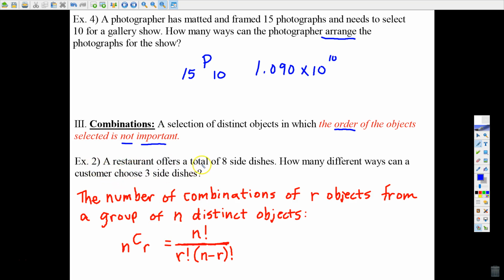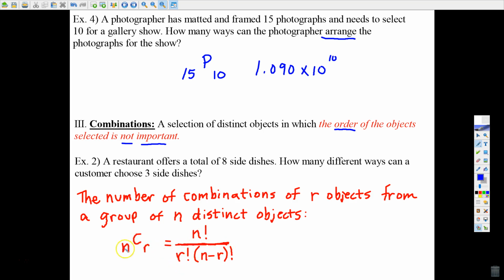Here we have this restaurant that offers a total of 8 side dishes. How many different ways can a customer choose 3? Well, the order of side dishes really doesn't matter. We just want to know how many different 3 side dish groups can we come up with out of a total of 8 options. Well, here's the formula for combinations. Notice it's a little bit different than the permutations. It's different just by the way the denominator is represented.